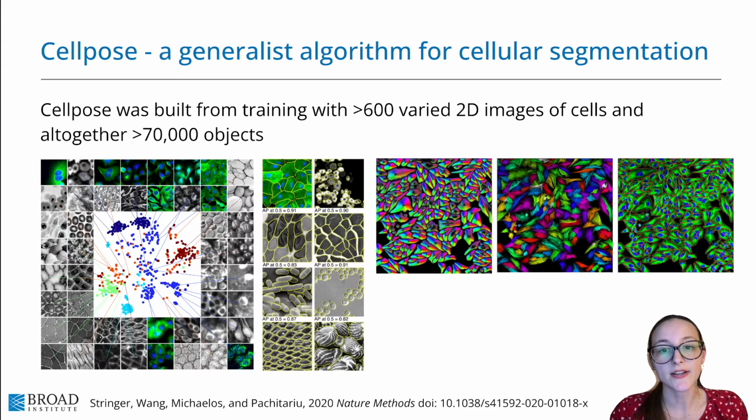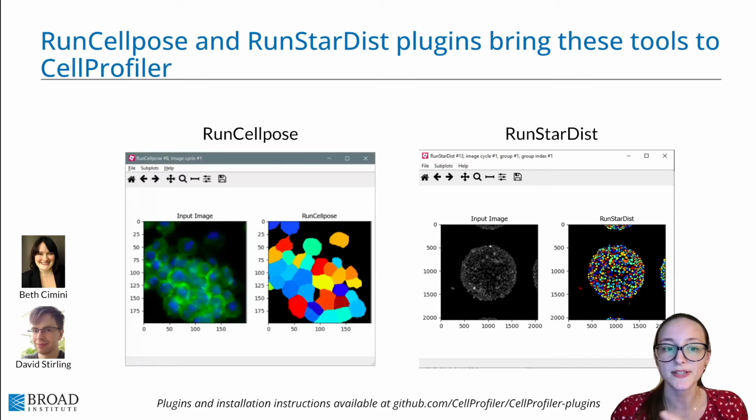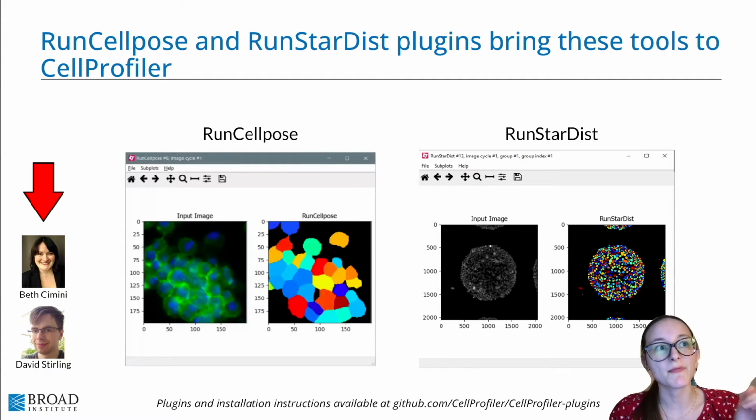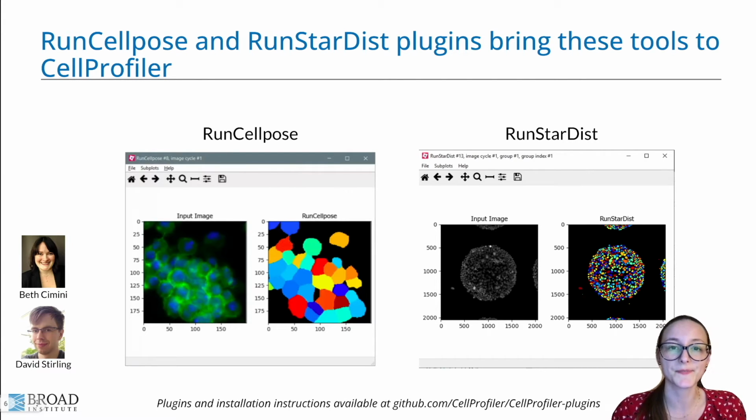So we wanted to make it easier to use StarDist and Cellpose in CellProfiler. So we developed a few plugins to bring these tools to CellProfiler. And I really want to shout out Beth and David Sterling, a previous postdoc in the lab, for their work on these plugins. So RunCellpose and RunStardist were created to allow you to use pre-trained models from Cellpose and StarDist as part of your CellProfiler pipeline. To use them, you need to install CellProfiler from source. We also have step-by-step instructions on GitHub for how to use each of these plugins.